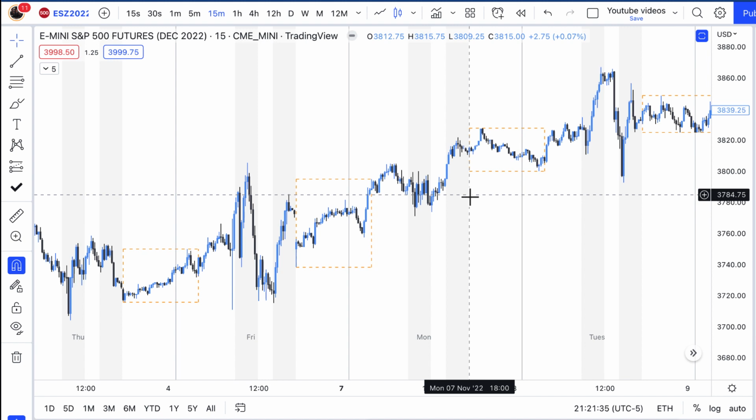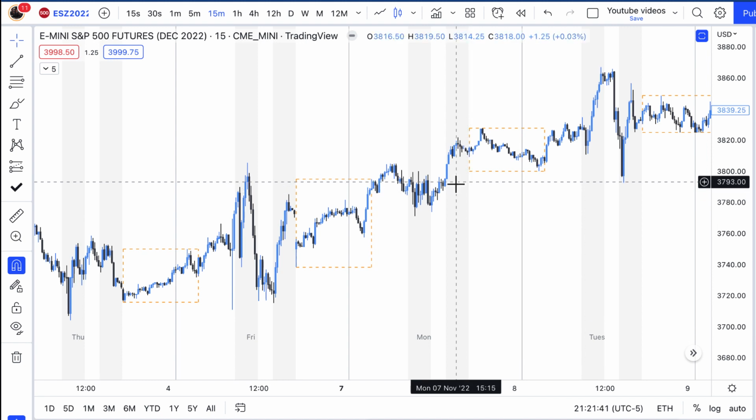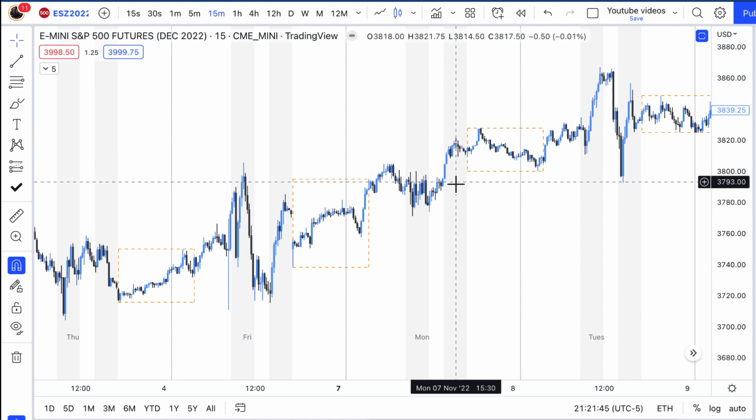Again, ICT's teaching is about time and price, right? So you want to pay attention to what price is doing during certain times of the day, during certain times of the week, during certain times of the month, etc. You'll start to see a lot of patterns that repeat with the algo. So definitely add that to your charts.